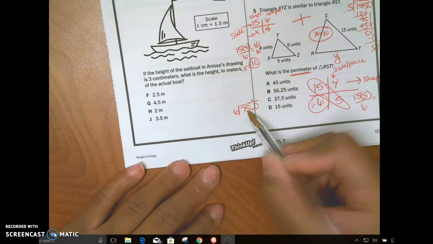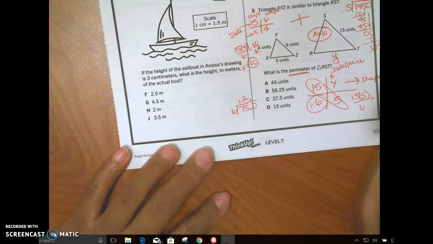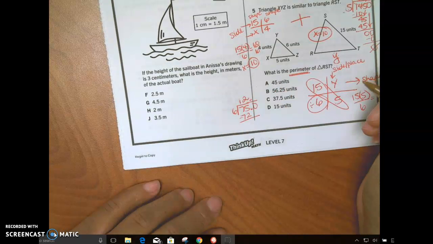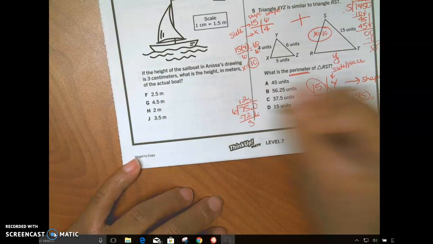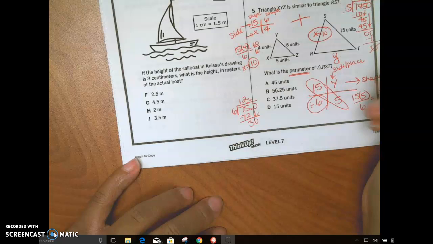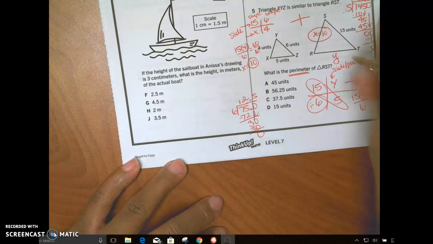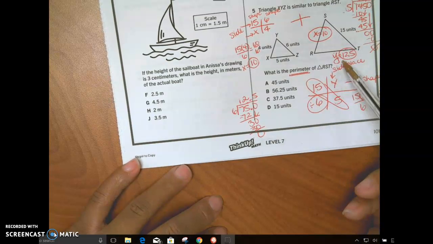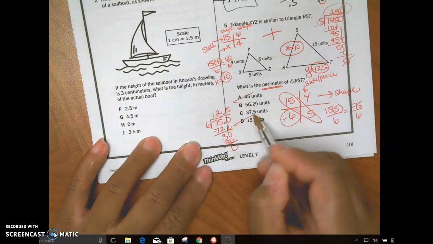6 goes into 75 how many times? 12. 12 times 6 is 72. 75 minus 72. 3. Bring down the 0. 6 into 30. 5. A half. 12 and a half. Y is 12.5. So I need to get rid of my answers that don't have what? A decimal. A and D.